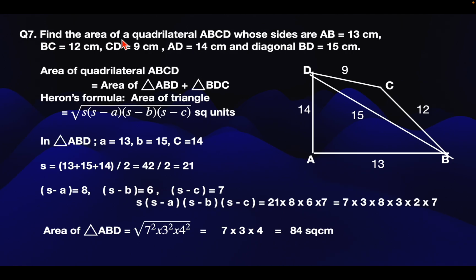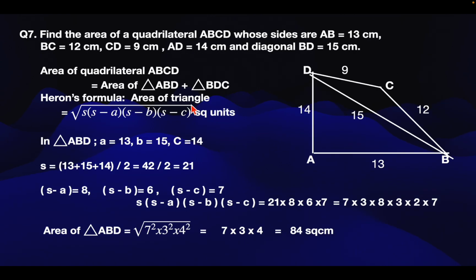Question 7. Find the area of quadrilateral ABCD whose sides are AB is equal to 13, BC is 12, CD is 9, AD is 14, diagonal BD is 15 centimeter. So here is this quadrilateral. They've given all the sides. So now it's easy. They're asking us to find the area of the quadrilateral. That means first we will find the area of this triangle ADB, then the area of this triangle BCD. Add both the areas, and you will get the area of the quadrilateral ABCD.